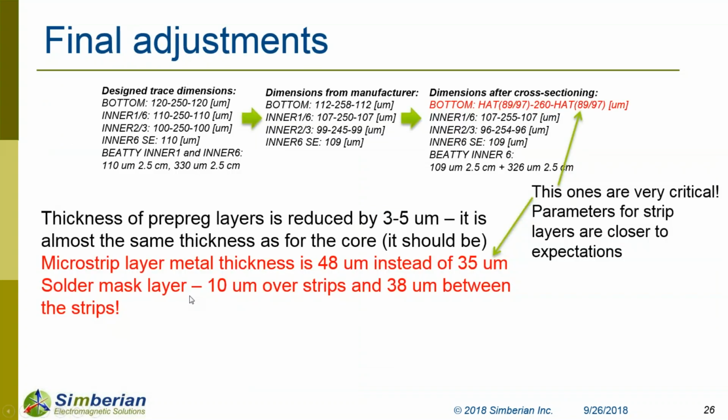So here are the final adjustments for the validation process. Thickness of pre-pregs is reduced by 3 or 5 micrometers. And for core, it's the same as we expected. For the microstrip, as we showed earlier, there were some adjustments, and also some slight adjustments on the strip lines. And basically, this is it. Now we do the material identification part and the validation part.